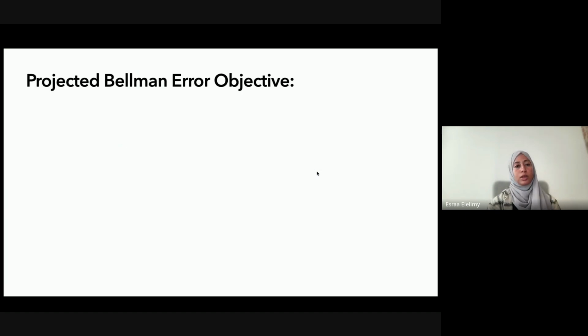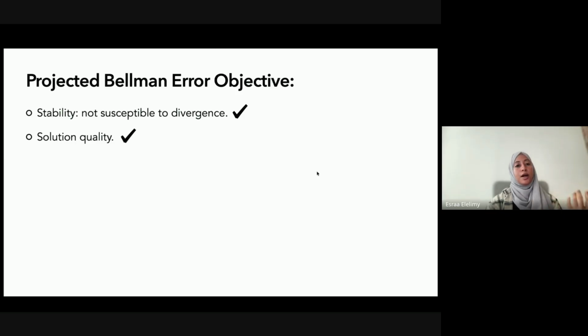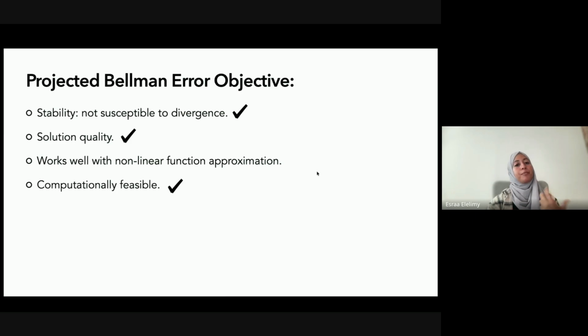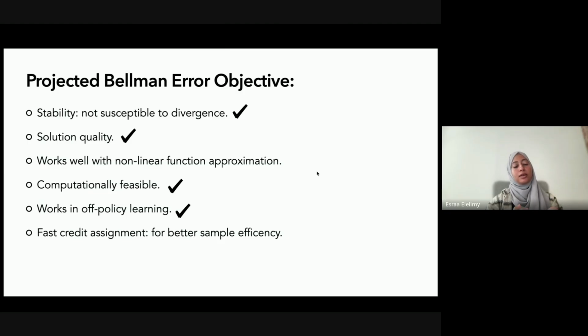Okay, so this projected Bellman error objective is stable, because we can take the gradient of it and do gradient descent, and we're guaranteed to converge in a similar sense to how gradient descent converges. They have been shown to converge to a good solution, so they have good solution quality. The nonlinear function approximation case is still not worked out yet. They are computationally feasible, and they can work in off-policy learning. But there was some development for fast credit assignment in the linear function approximation case, while in the nonlinear case, that part doesn't exist.